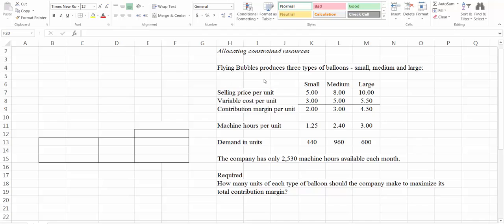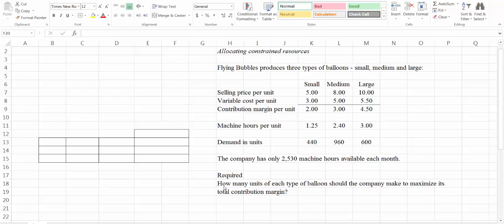We have Flying Bubbles, which produces three types of balloons: small, medium, and large. We have the selling price, variable cost, and contribution margin per unit for each of the three kinds of balloons. And then we have how many machine hours each type of balloon uses. Finally, we have the demand in units. So that would be the maximum number of units of each product that we would want to produce. The company only has 2,530 machine hours available each month.